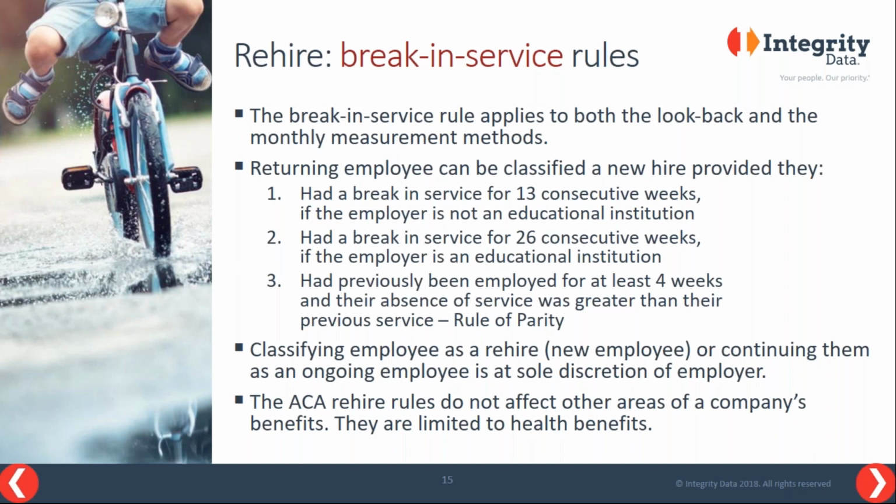There are no non-discrimination rules here, and employers do not have to adopt a universal policy that applies to all. 2 employees can leave on the same date, both can return 14 weeks later on the same date, and the employer could choose to classify one as a rehire and the other as a continuing employee with no adjustment made to their hire date. The ACA rehire rules do not affect other areas of a company's benefits. They are limited solely to health benefits.